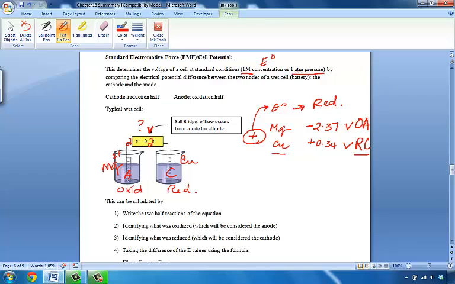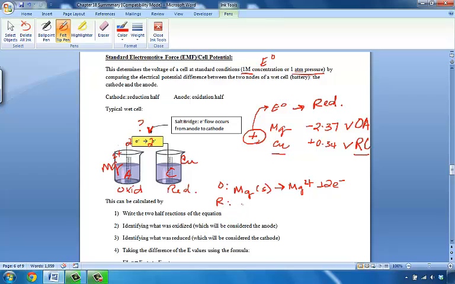All right, now that we have established what is going where, we're going to write our two half reactions of the equation just to be sure. And that means that if magnesium starts off as a neutral solid magnesium, it will turn into magnesium 2+ by becoming oxidized and releasing 2 electrons. That is the oxidation half.